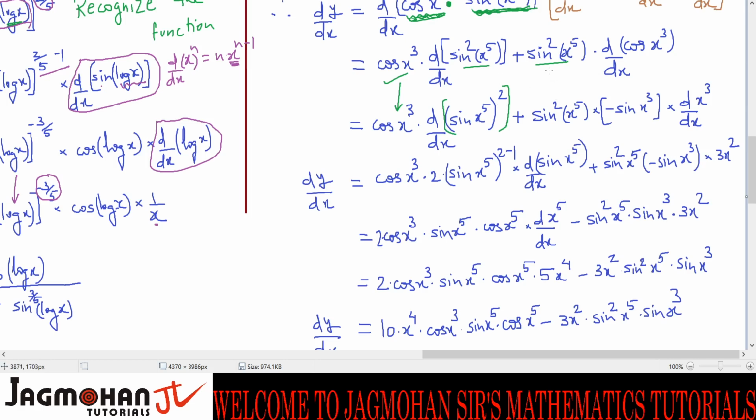So sine square x raised to 5, next after plus sign, sine square x raised to 5 is just a factor multiplied, so as it is, and cos of x cube. Here we have differentiated this. What function is it? Recognize the function. It is cos of f of x. D by dx of cos f of x is minus sine f of x into d by dx of f of x. F of x is x cube, so minus sine of x cube into d by dx of x cube.